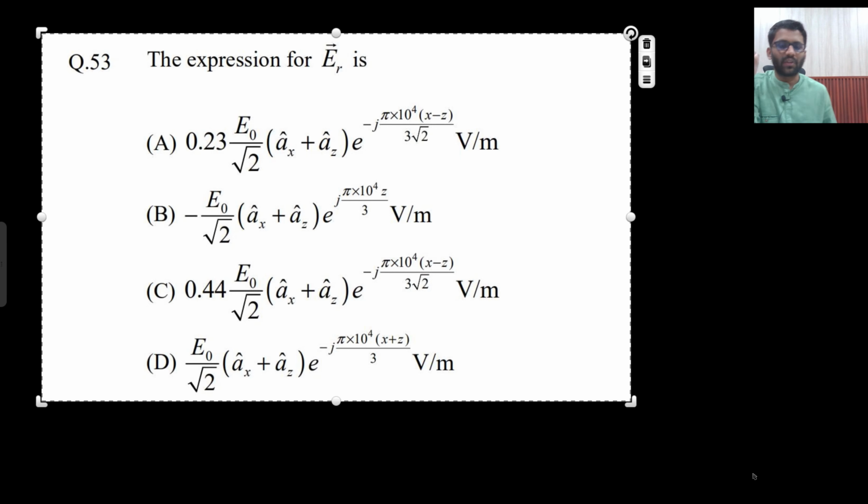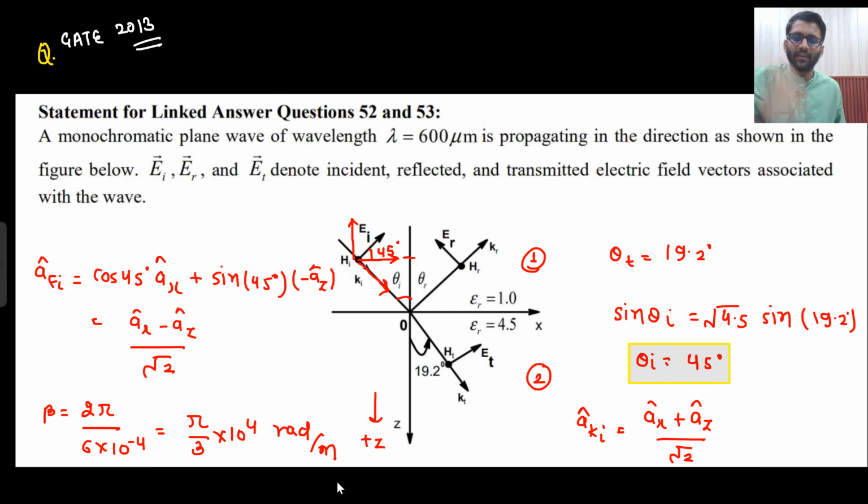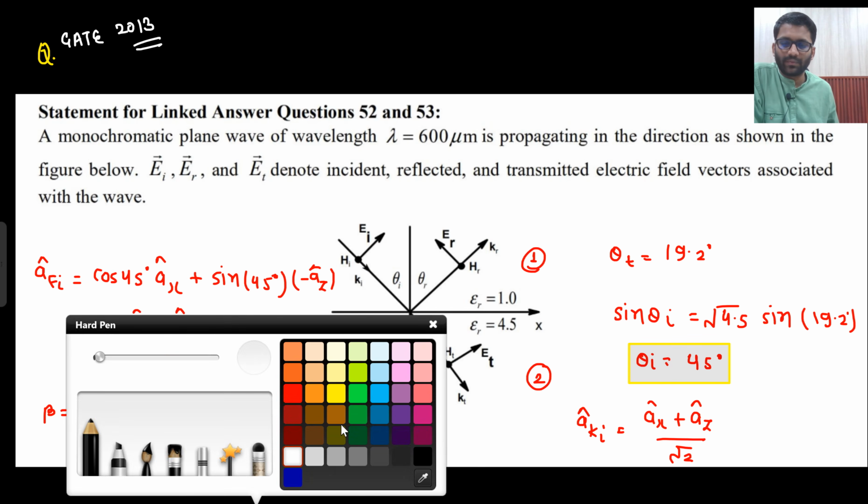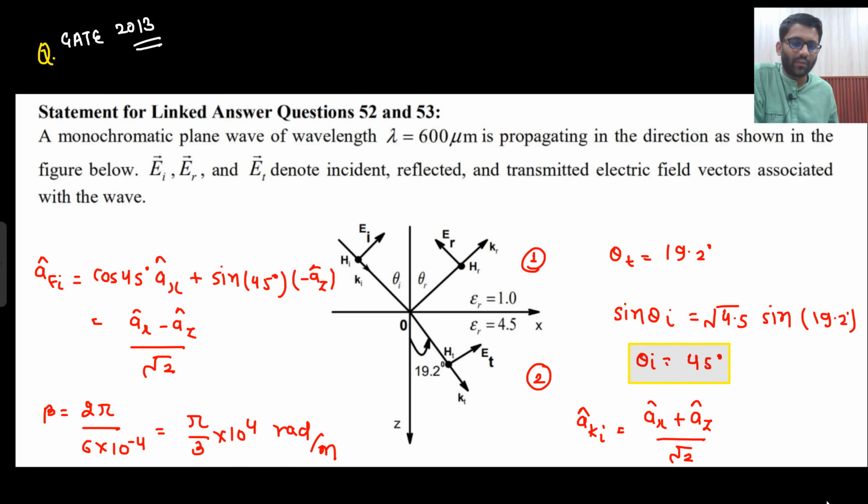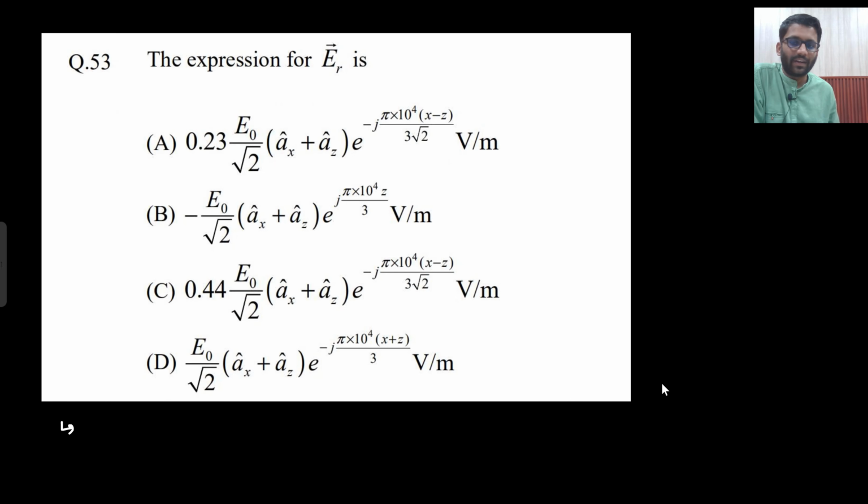So let's start the solution now. I hope you must have attempted it on your own. Let's remove all these things, we have used them. This is plus z only, that I already know. What I need to find is the reflected electric field.